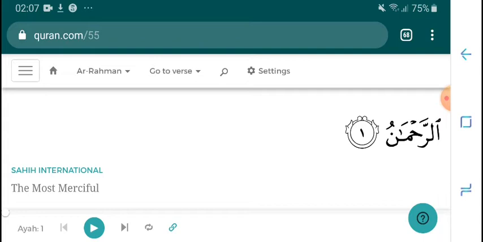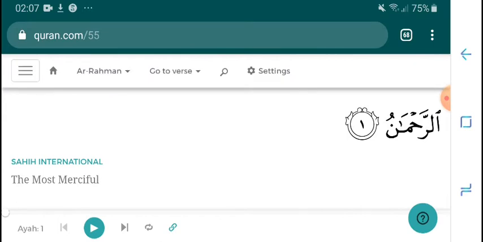Now, I did say to you that a typical verbal sentence is VSO. The verb comes first, the subject comes next, which has a Dhamma, and then the object comes last, which has a Fatha. Now, here it's a bit different. We've got Ar-Rahmanu, and we haven't got anything else. We have one word translated as "the most merciful". But we know this is the subject.